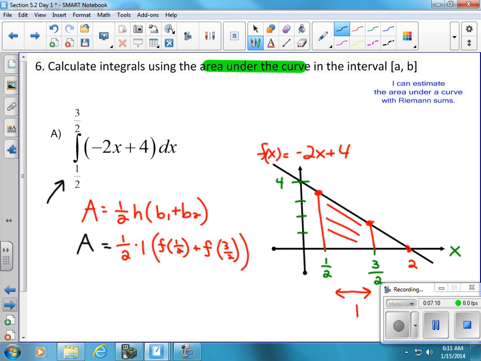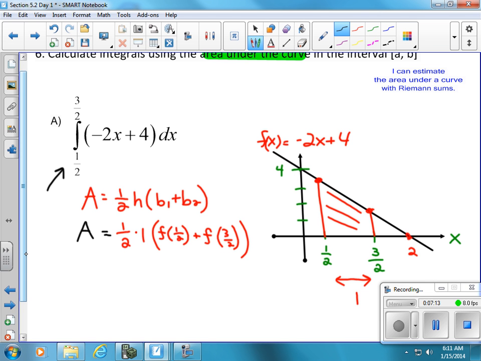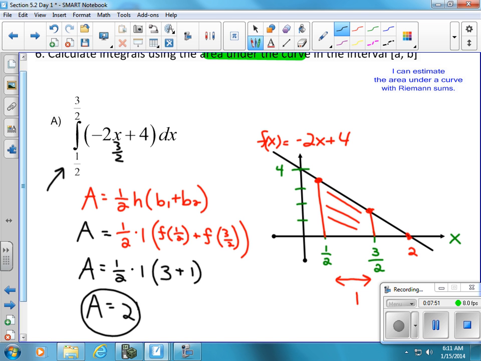And that's going to be our area under the curve. So here's another way to calculate area under the curve, besides using rectangles, adding up all the rectangles. If you have a figure that you can calculate, like a triangle, trapezoid, rectangle, circle, you can calculate it using geometry. Okay, 1/2 times 1. What is that function at 1/2? I think it's 3. Okay, plug 1/2 in there, you get 3. Plug 3/2 in here, and you're going to get a 1. So do that math, and you get the area under the curve is 2.